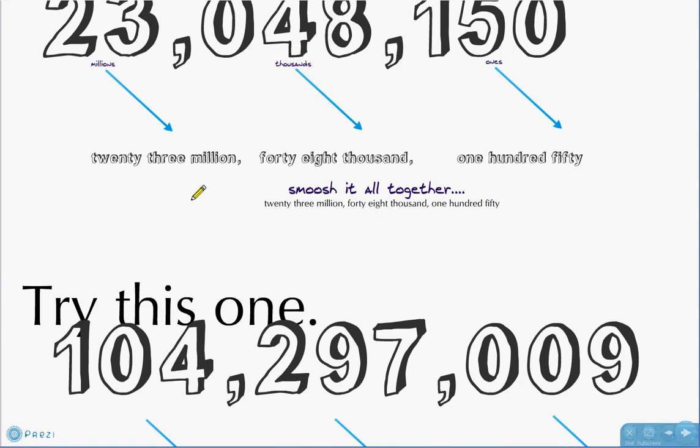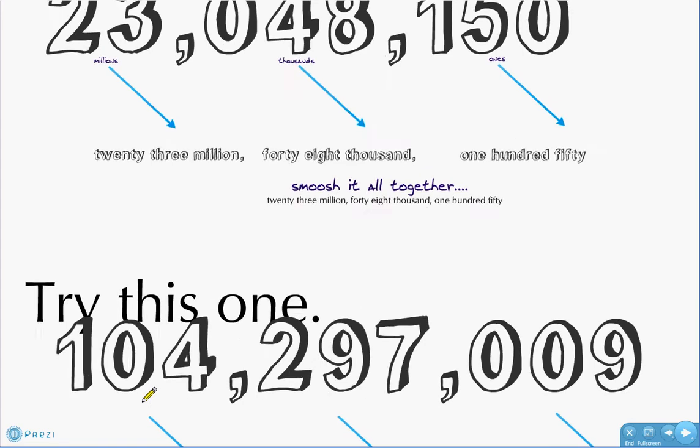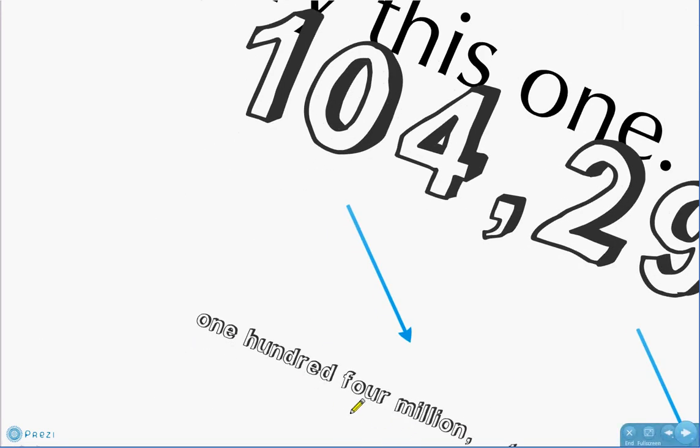Okay? Let's try this one. So, again, take a look. Think in your head of which section each is. Which section is this? That's the 1 section. What section is this? That's the thousand section. And finally, down here is the million section. So it's really easy once you know that, because you just say the number and then you say the section. So 104 million, just like it's written here.